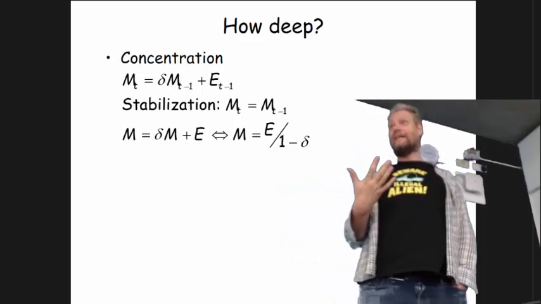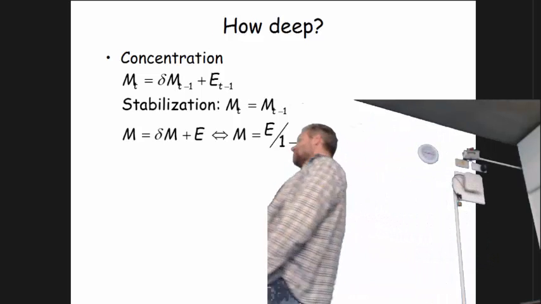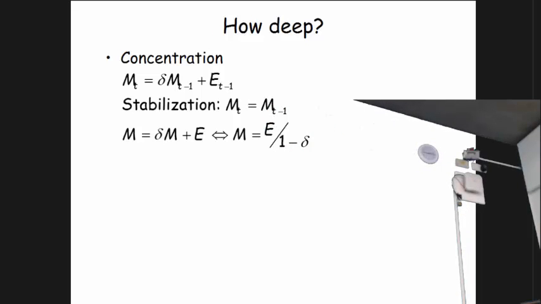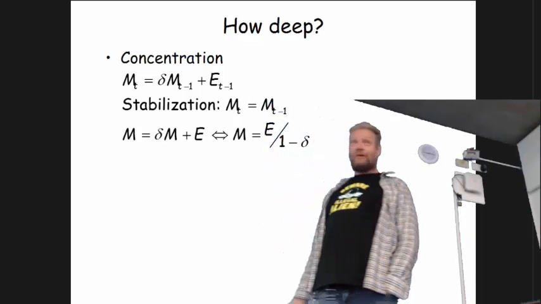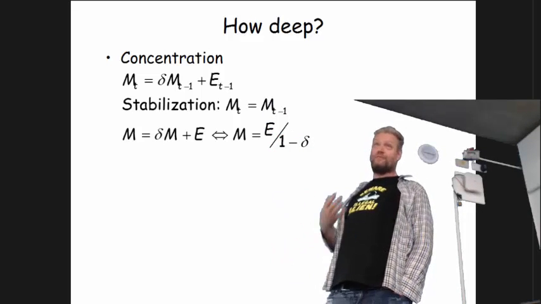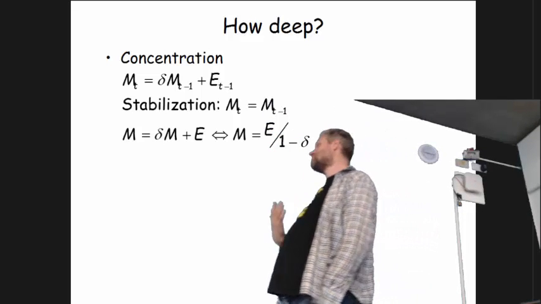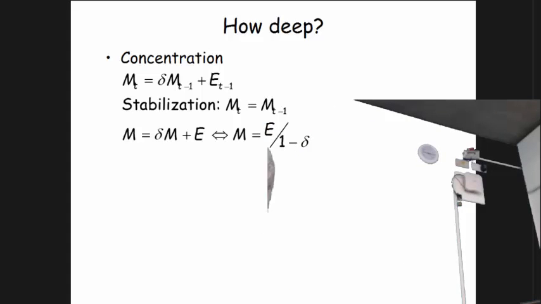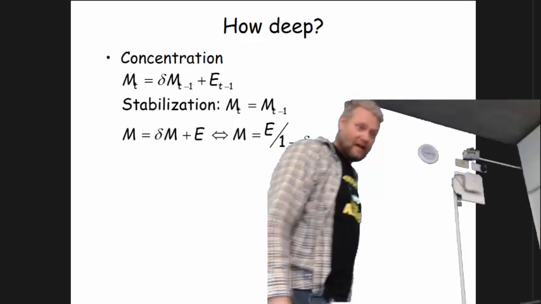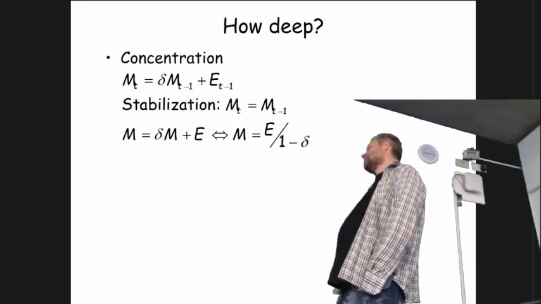Well, stabilization implies that the concentration doesn't change, so M_t is equal to M_{t-1}. Or you could phrase it differently, stabilization implies that you can drop the subscripts from your difference equation. So what we have then is that M is delta M plus E. Or put differently, the concentration is equal to the emissions over 1 minus the degradation coefficient.